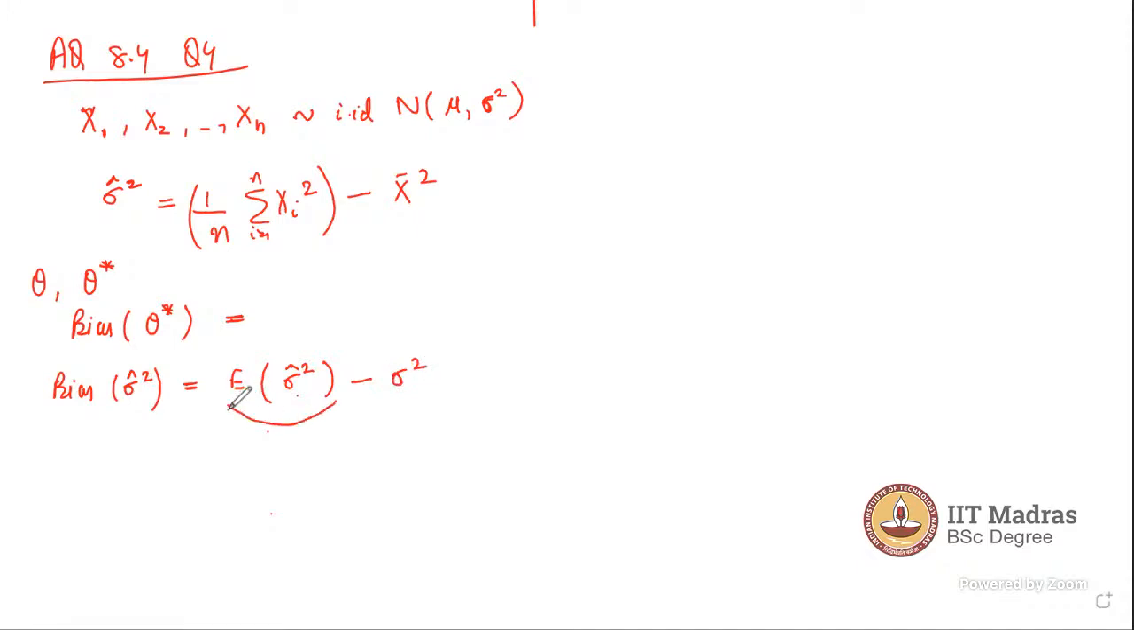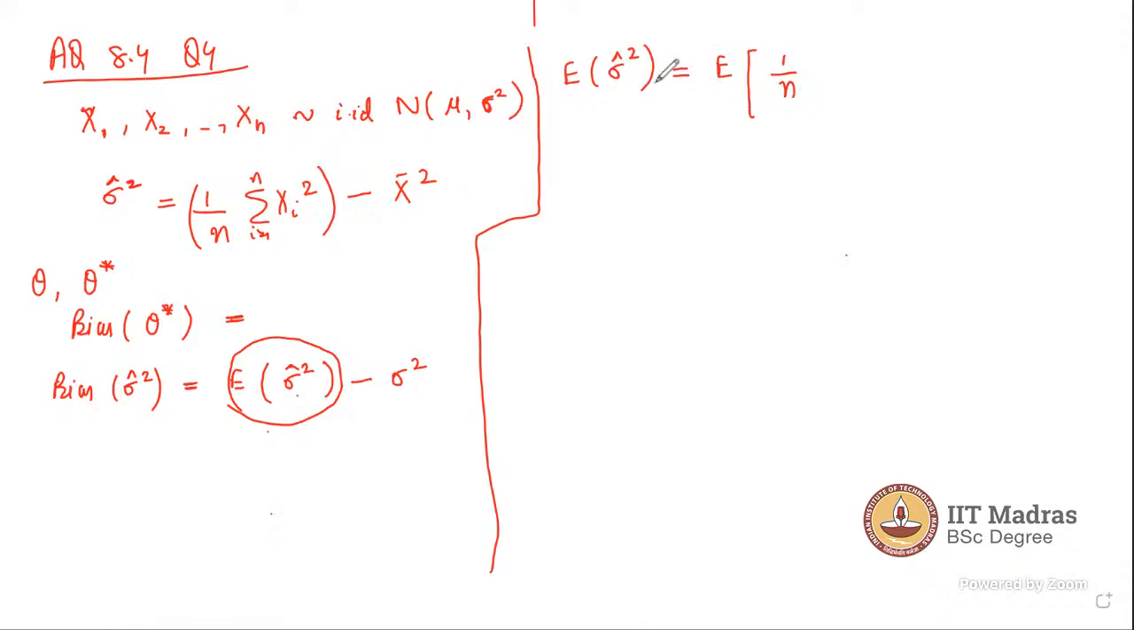Now, how do you find the expectation of sigma hat square? This is the tricky part here. So expectation of sigma hat square is equal to expectation of 1 upon n sum over xi square, i varying from 1 to n, minus x bar square. So using the property of expectation, I can separate it and write it as this term minus expectation of x bar square, right?